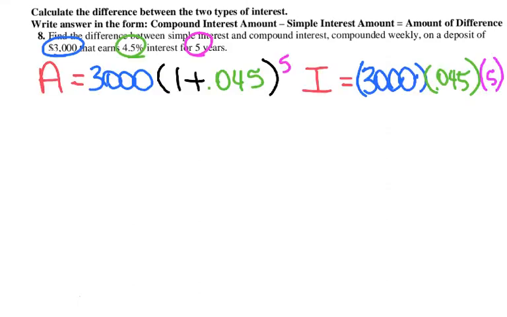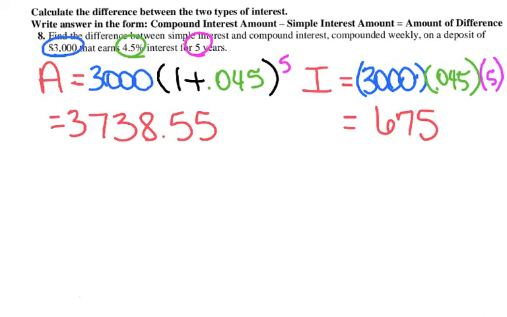Okay, for 8, 9, 10, 11, and 12, I'm not going to make you write down the full formula again, but I do want you to write down what you're putting in the calculator to get the answers. So for the compound interest, you're putting the 3,000 and the 1 plus 0.045 to the 5th power. And then for the simple interest, you're putting in the 3,000 times 0.045 times 5.